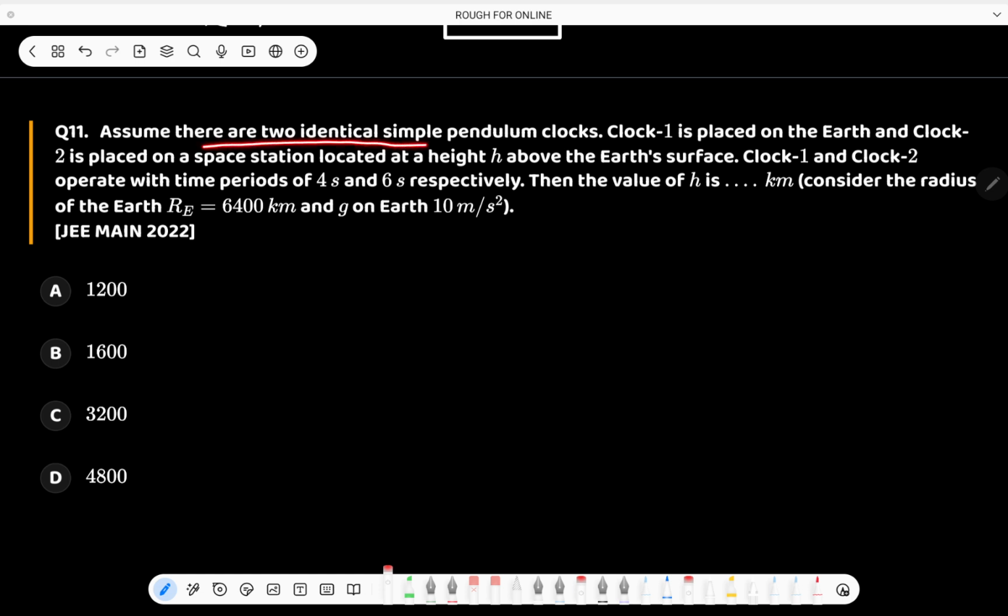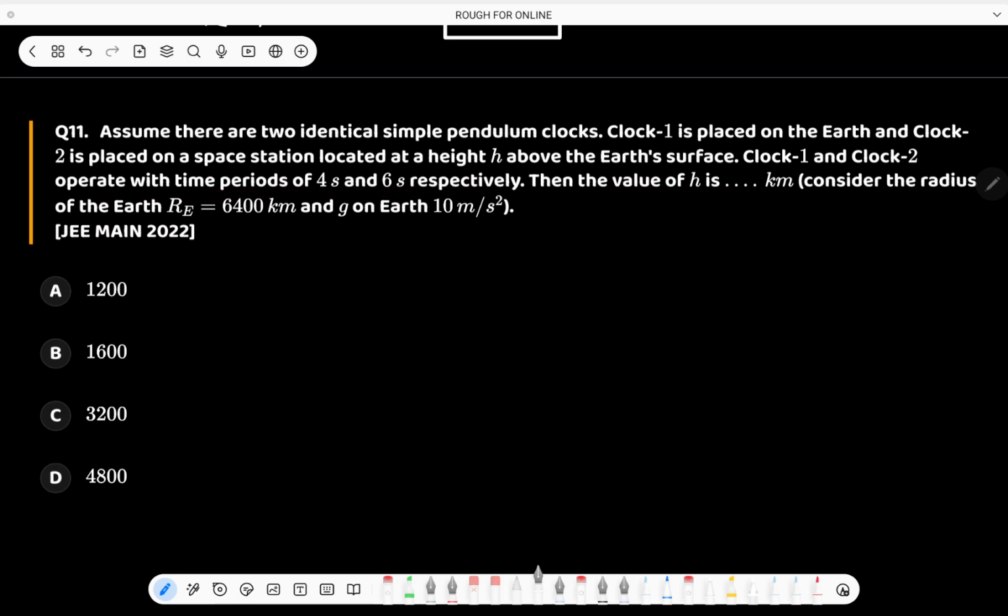Assume there are two identical simple pendulum clocks. Clock 1 is placed on the earth and clock 2 is placed on a space station located at height h above the surface of earth. Clock 1 and clock 2 operate with a time period of 4 seconds and 6 seconds respectively. Then the value of h is. Let's see what the question is.